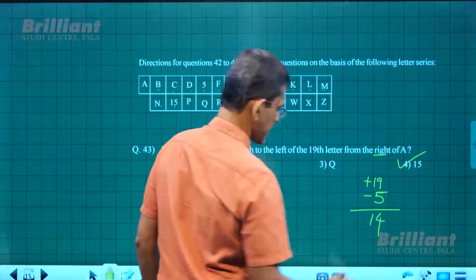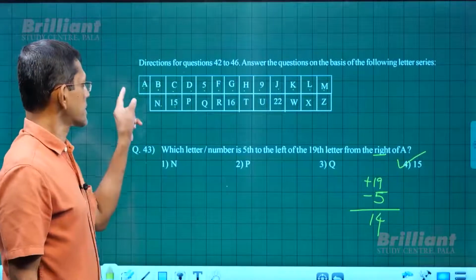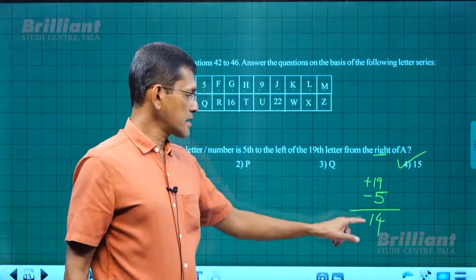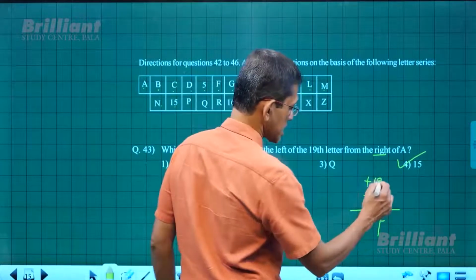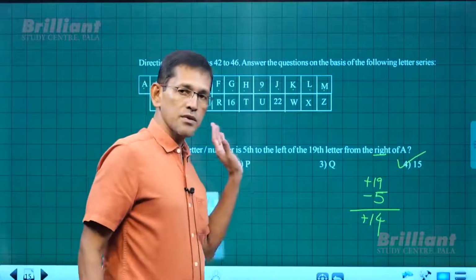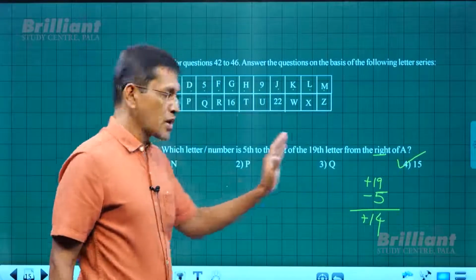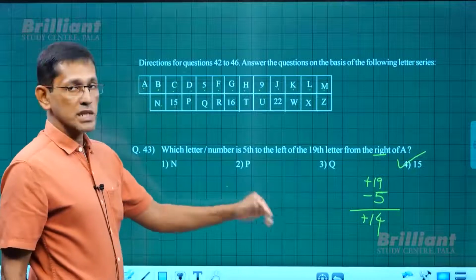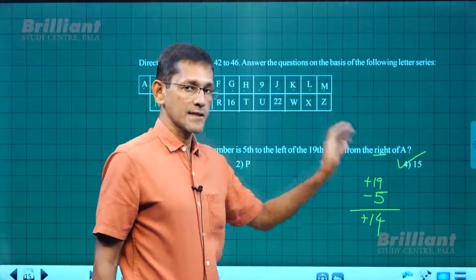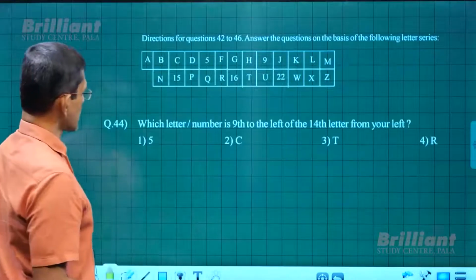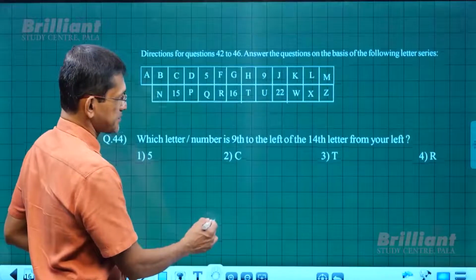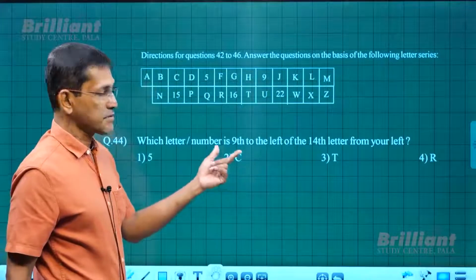So A is the first letter, right? So we need to find the 14th letter from A. So it's plus 14. 19 minus 5 is plus 14. Since it is plus, we are supposed to go right. So A is 1. 1 plus 14 is 15. So that 15th position, that is 15 itself. Now next one.